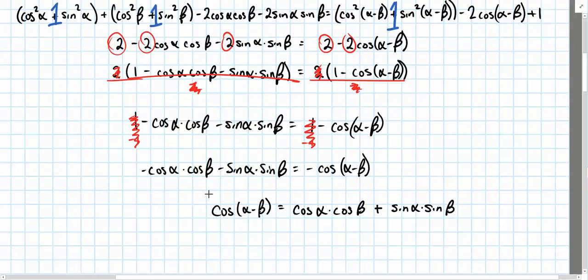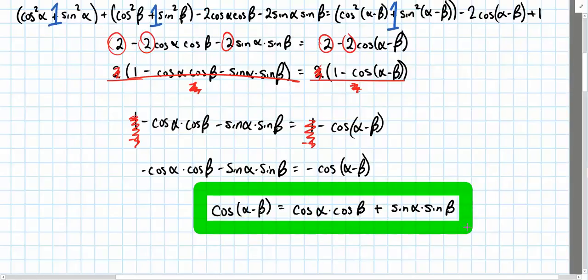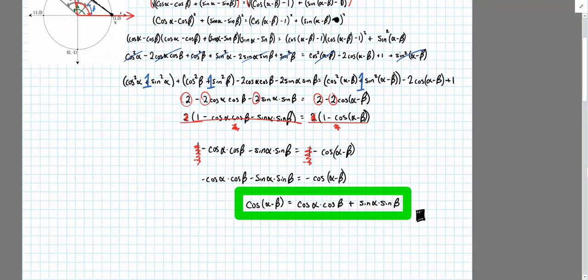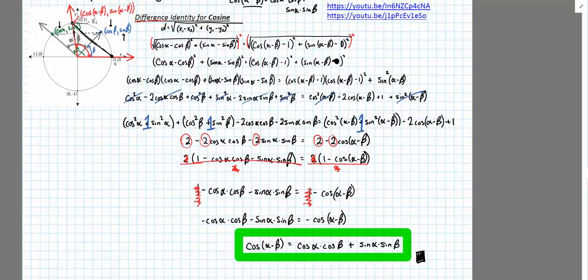And wouldn't you know it, this is our identity. What we were able to prove in all of these steps is that the difference of two angles inside of a cosine function is equal to cosine evaluated at each of those angles multiplied together plus sine evaluated at each of those angles multiplied together. And we were able to prove that in about half of a sheet of paper. Not too bad.